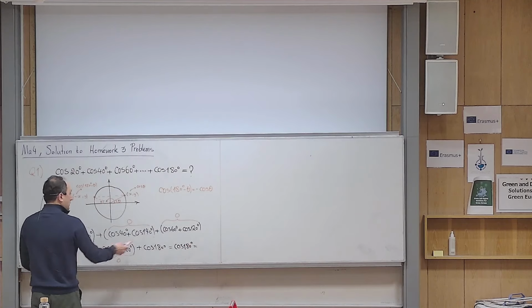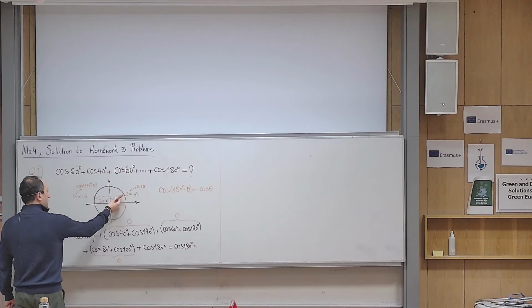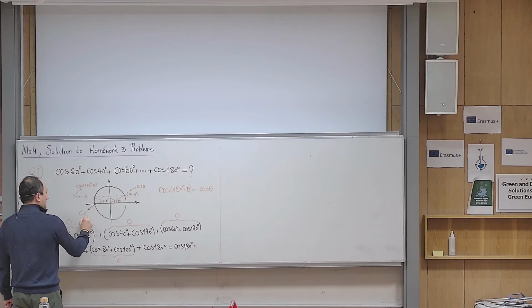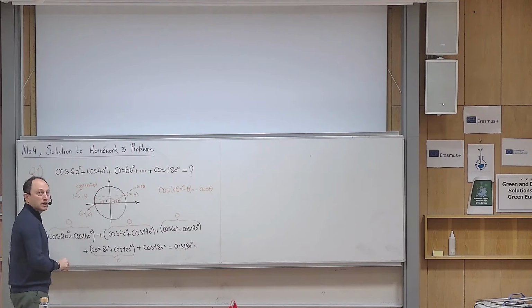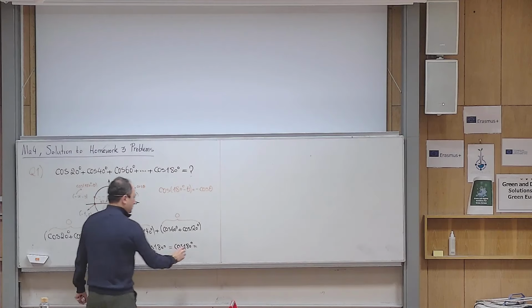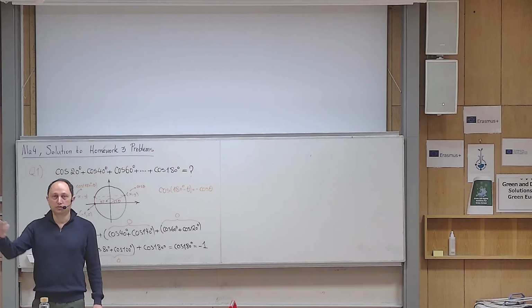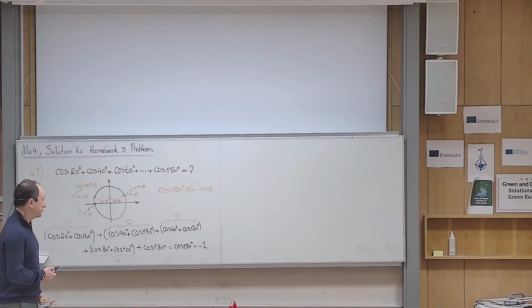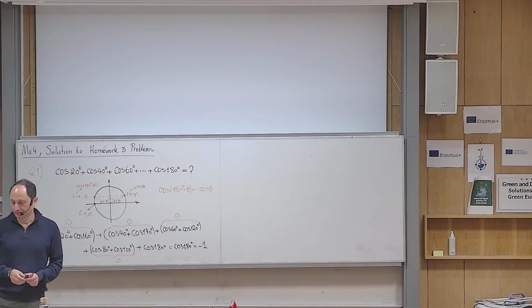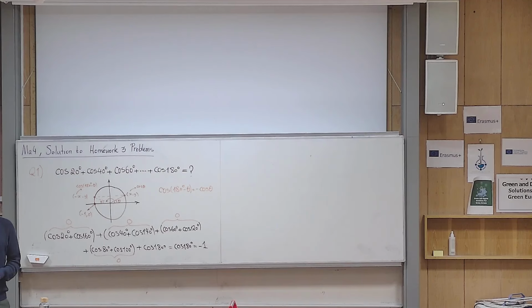Where is 180 degrees? You start from here, you go 180 degrees, you end up here. The coordinates of that point are -1 and 0. I am interested in cosine, so I will be interested in the x coordinate. So the answer simply becomes -1. Or you just have it in your memory, or you refer to the table of values. In any way, the answer to this sum is just -1. Okay? So now let us go to the second problem.